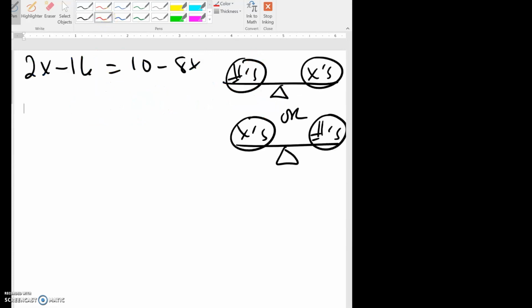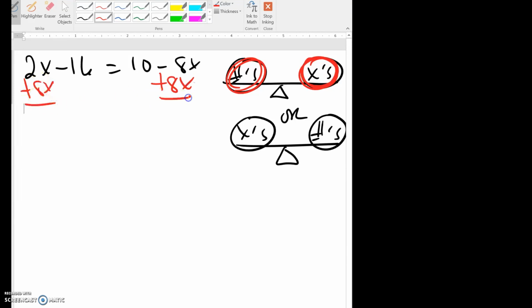Again, we're trying to get it balanced, and we want to know what each box or each variable is worth. So if you get all the boxes or variables on one side and all the numbers on the other, it's easier to tell what they're worth. So to do that, we're going to add to both sides. Now you can pick whatever you want. I kind of like to get rid of negative x's and have positive x's. So I'm going to get rid of this guy by adding 8x to both sides.